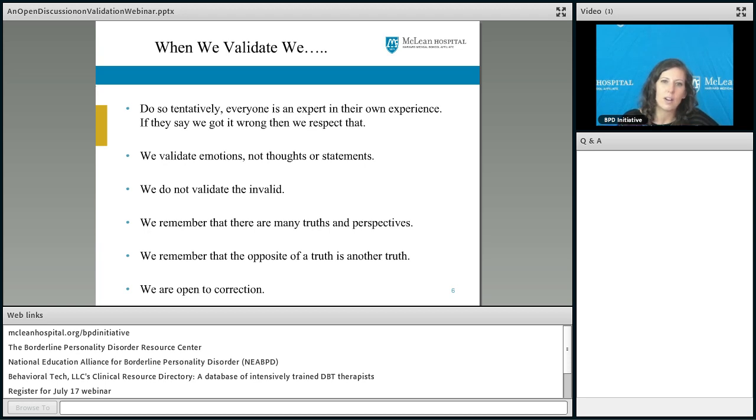When we validate, we need to remember that there are many truths and many perspectives, okay? The less emotional we are, the easier that is for us to hold in our minds. We need to remember that the opposite of a truth is another truth. The opposite of somebody's truth is not necessarily a lie, right? There are multiple perspectives for multiple experiences. And when we validate, we're open to correction, okay? So we remain tentative, and if somebody tells us that we didn't quite get it right, then we try again. We ask, okay, I didn't get that right. Let me see if I can understand it. Or can you help me understand it because I'm not getting it?